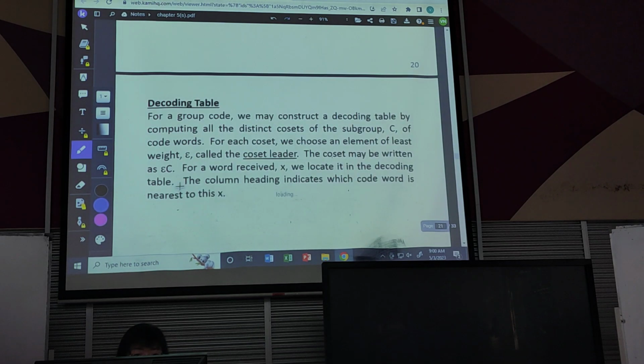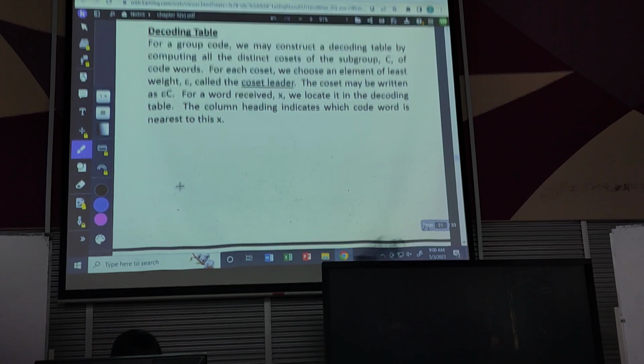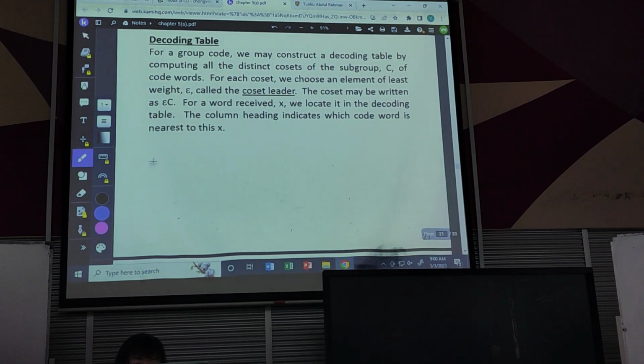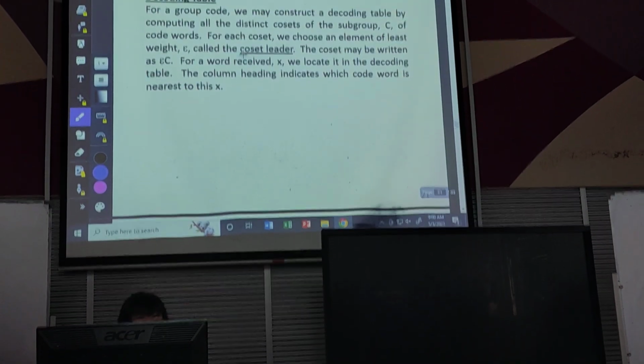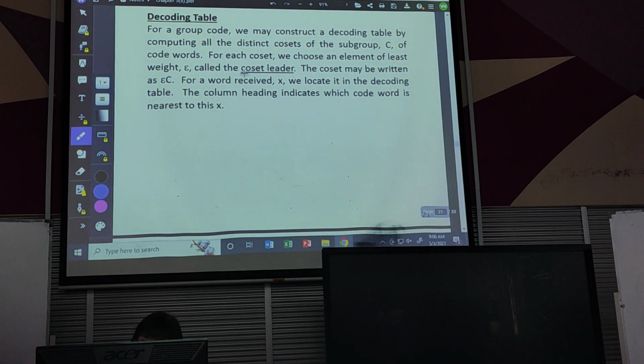Next is the decoding table method. For this method, we need to form a table where we construct all the codes for the number of bits given. It involves the coset leader concept that you have learned in chapter 3. The coset leader is the one with minimum weight. Normally if it is 5 bits, we start with weight 1. Afterwards, if weight 1 cannot get all the codes, then we go to weight 2.